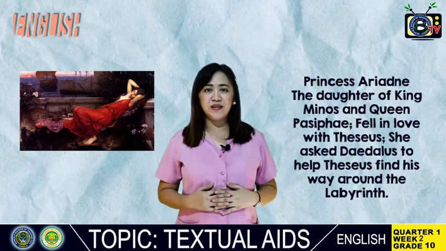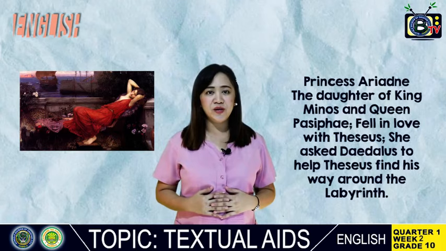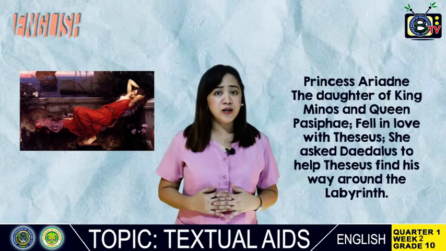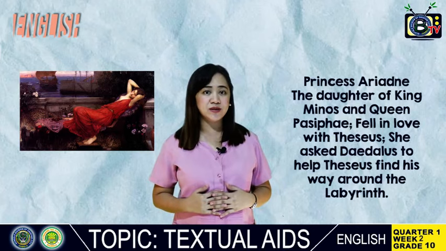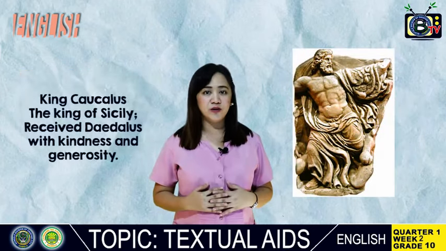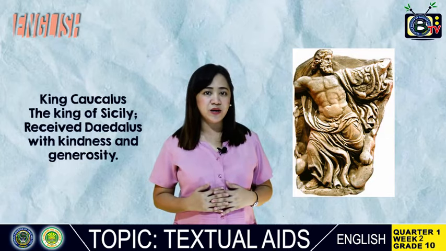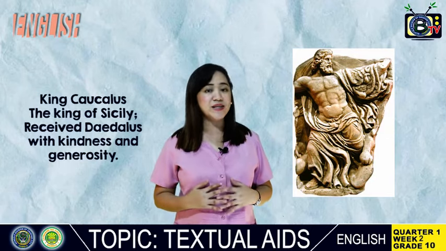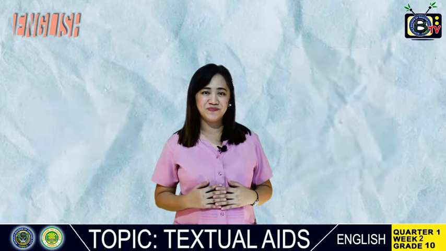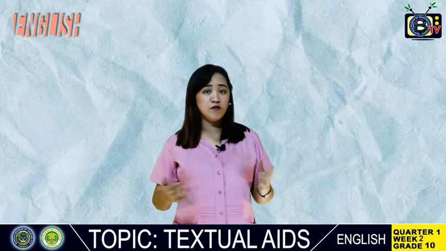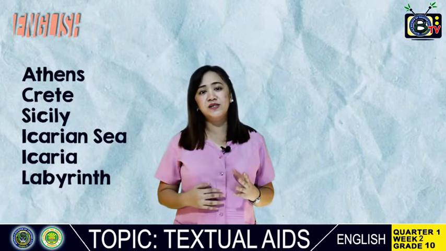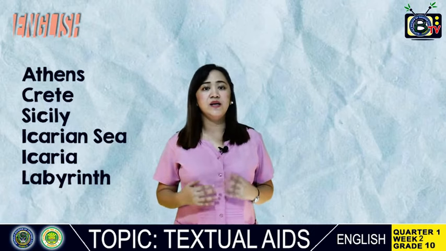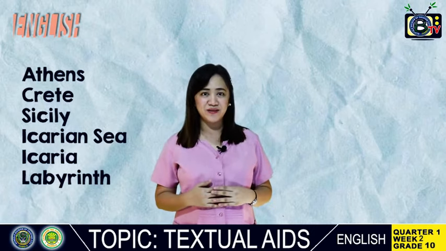Princess Ariadne, the daughter of King Minos and Queen Pasiphae, who fell in love with Theseus. She asked Daedalus to help Theseus find his way around the labyrinth. King Cocalus, the king of Sicily, received Daedalus with kindness and generosity. Here are the settings of the story: Athens, Crete, Sicily, Icarian Sea, Icaria, and Labyrinth.